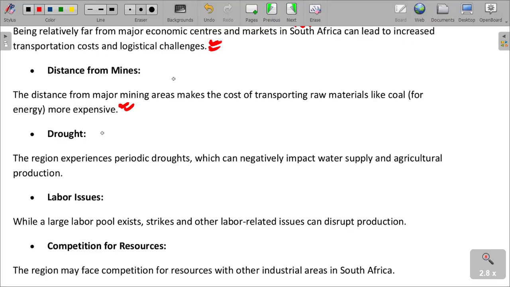And then we can as well talk about drought as number 3. The region experiences periodic droughts which negatively impact water supply and agricultural production. So agricultural production is negatively impacted because of the periodic drought that we are talking about, and hence reduces the supply and produce to the market.